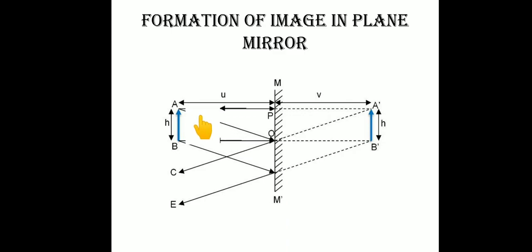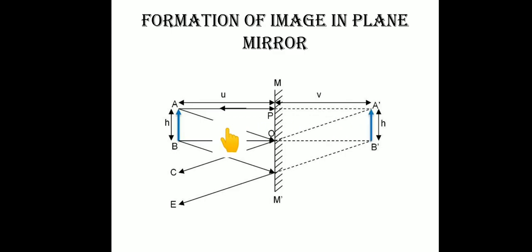Now these are all getting reflected back. AO is the incident ray which is getting reflected back as OC. From point B, one ray is falling here and it is getting reflected back to E. Now what we need to do to find out where the image will form is make an imaginary line, because the image will form inside the mirror. So an imaginary line behind the mirror.